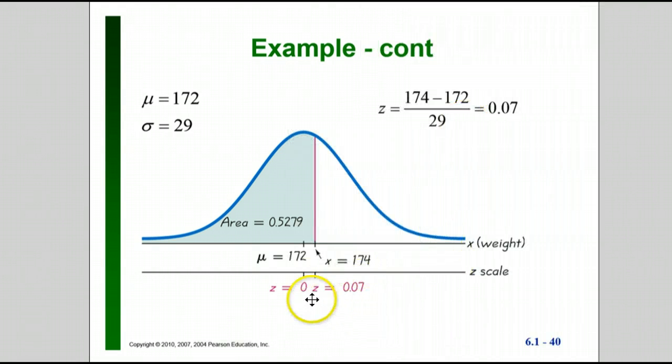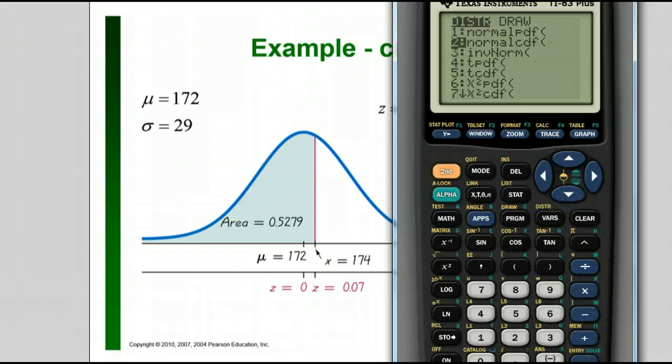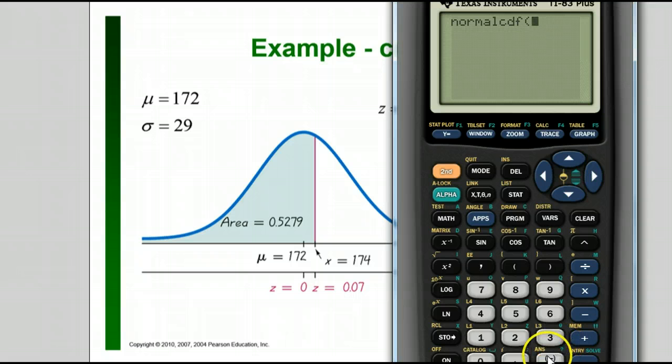So the area to the left of 0.07 I can find via the normal CDF. Negative 9999, comma, where does the shading end? It ends at 0.07 in the z distribution. Remember, that's what normal CDF uses, the z distribution initially, and we're getting 0.5279. So that's where that number's coming from.